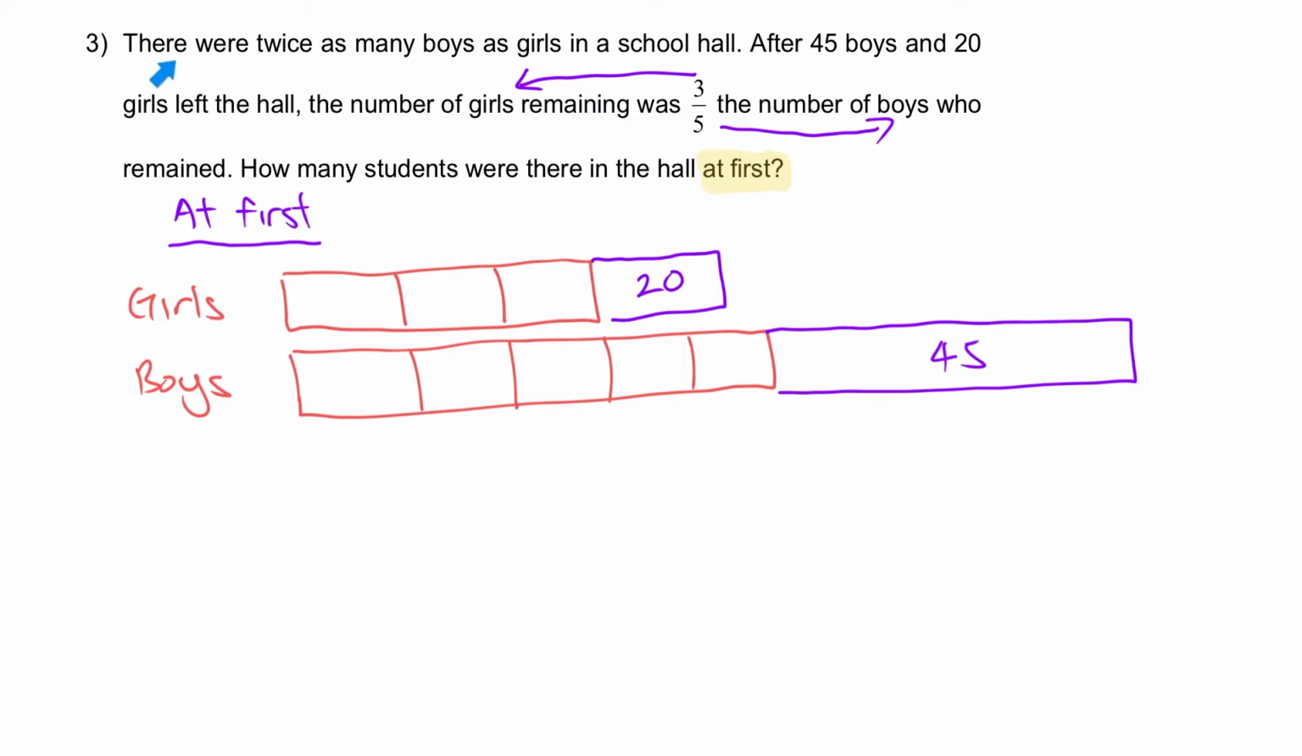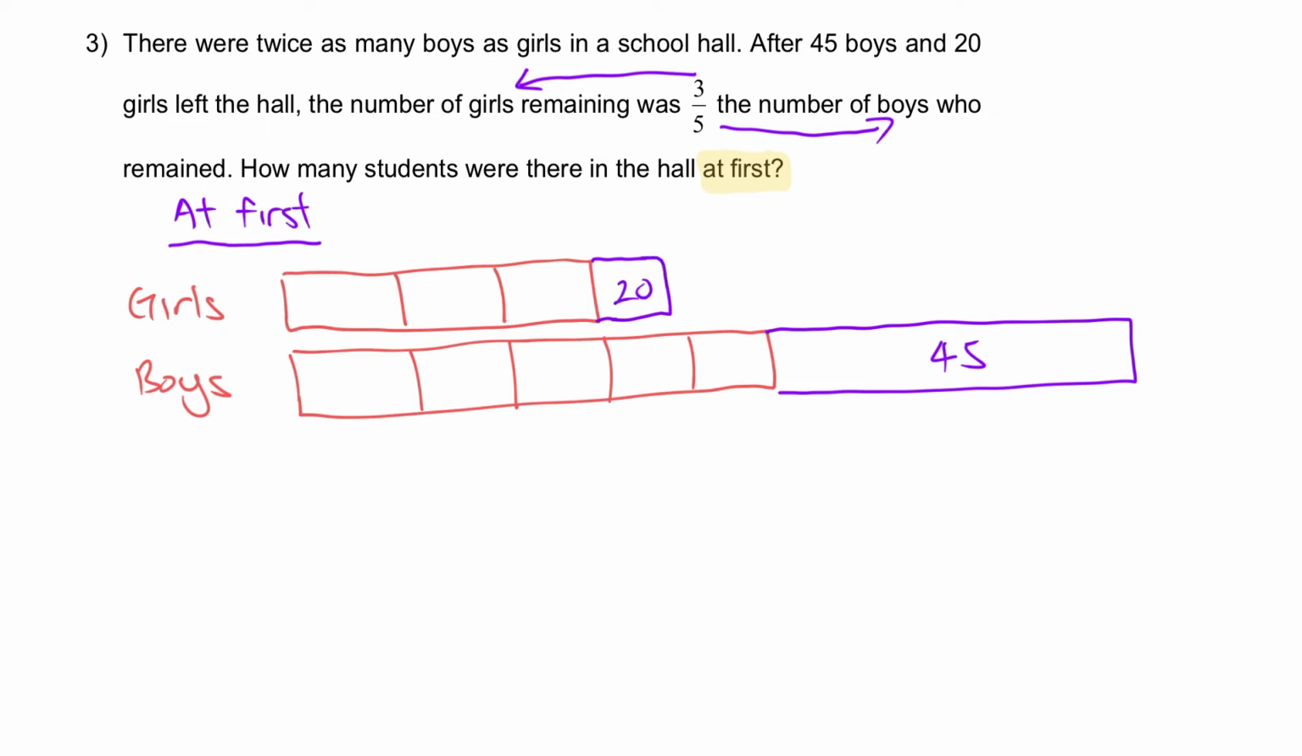What happens before this? There were twice as many boys as girls in the school hall. Technically, there are twice as many boys as girls, so this should be exactly half of this. Maybe let me shorten the 20 so that it looks slightly more accurate. Obviously they are not drawn to scale. Let me reduce it further. Again, model drawing is very dynamic. You just need to keep editing it.